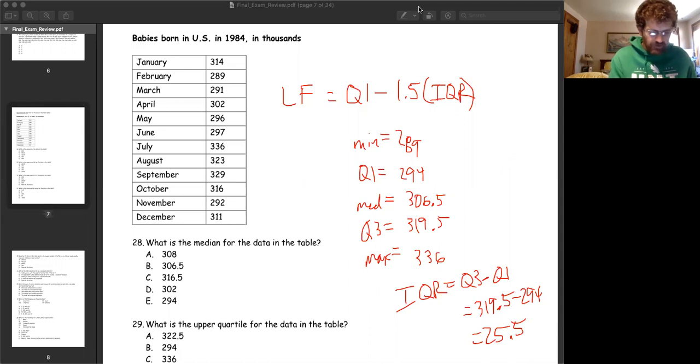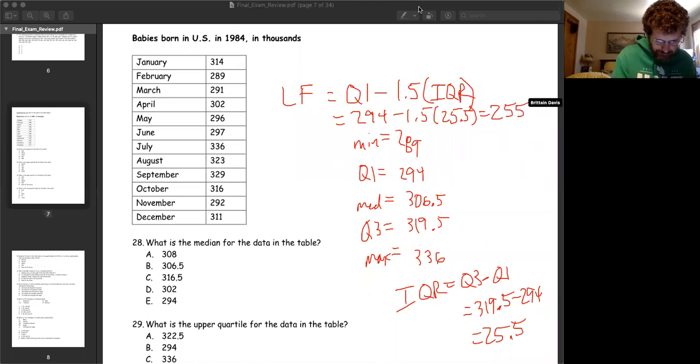So now if I go back to this, I'm trying to find the lower fence. Q1 is 294 minus 1.5 times 25.5 gives me my lower fence set at 255.75. And I'll pause for just a second in case anyone has questions on this, but hopefully you're remembering all this fun stuff.